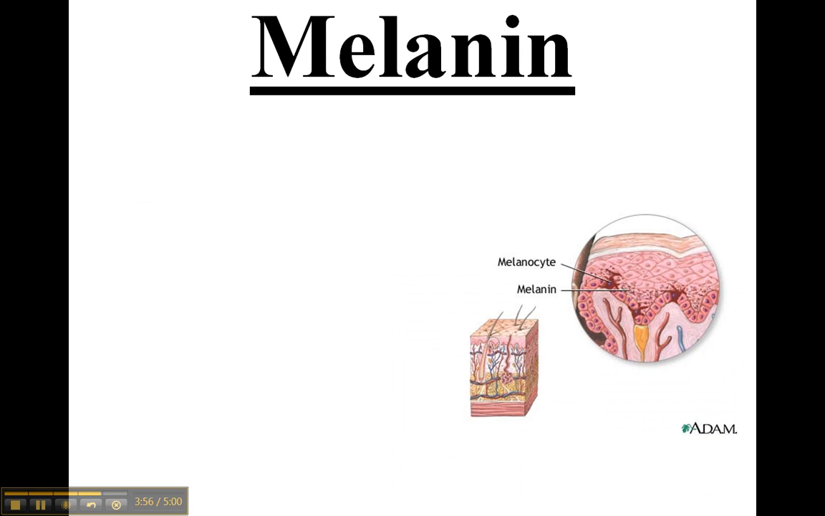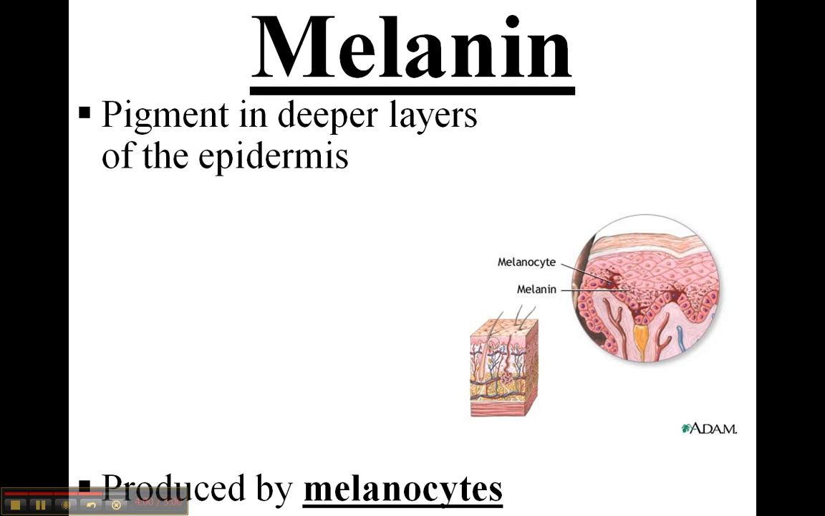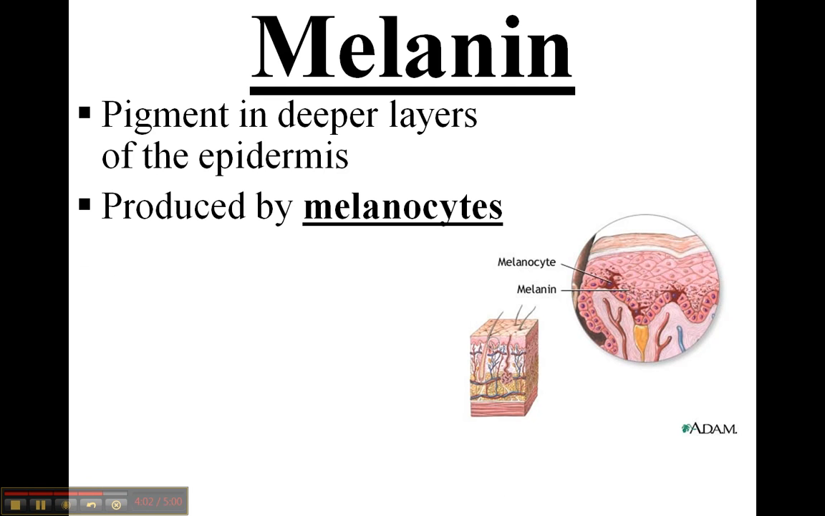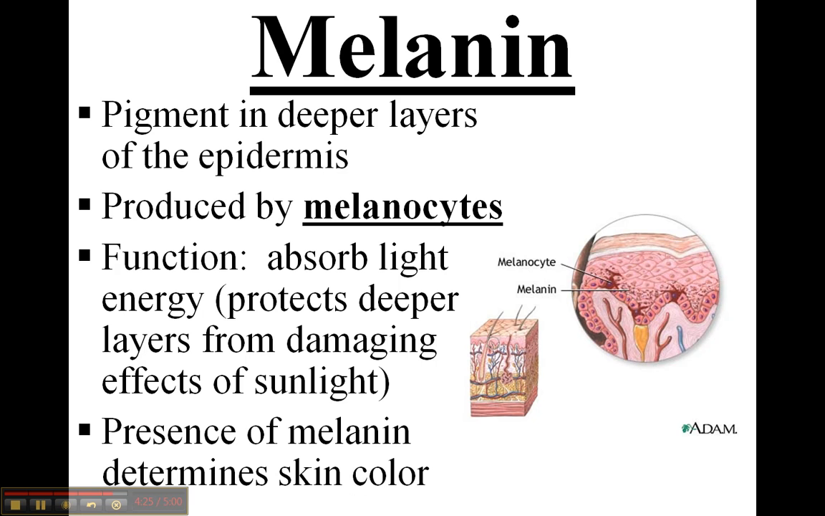Melanin. Melanin is a pigment, and it is found in the deeper layers of the epidermis. There are cells called melanocytes, and you can see in this image right here, here are some melanocytes, and notice that they have little branches of pigments coming out from them. And the function of melanin is to absorb light energy, and thus it protects the deeper layers of your skin from the damage of sunlight. The presence of melanin determines skin color.